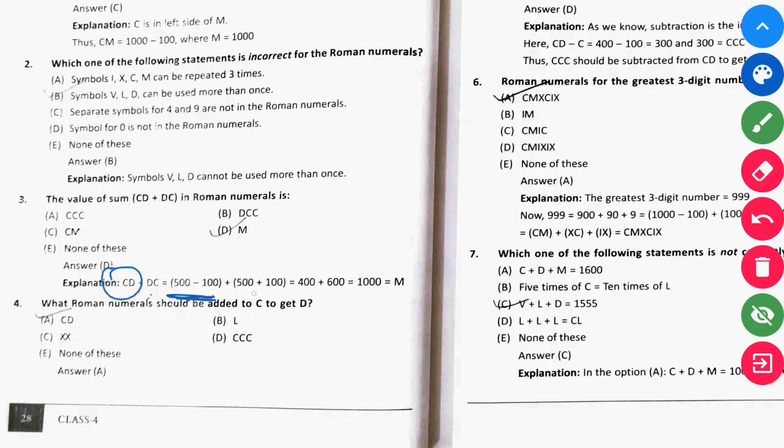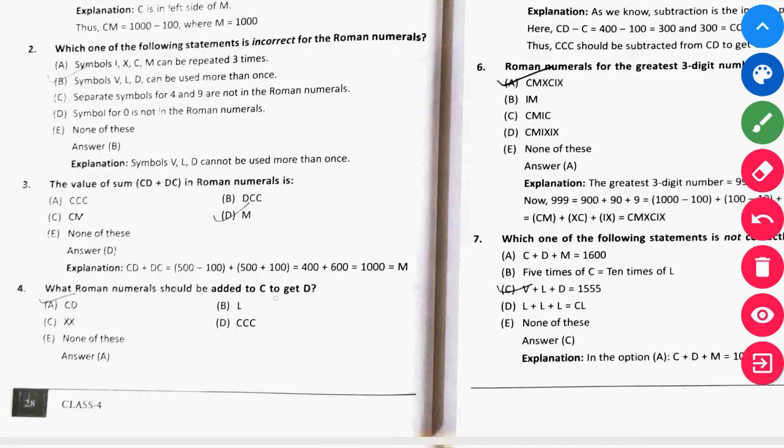And in DC, it is at the right side. So addition. So first subtract, then add. So 500 minus 100, 400, 500 plus 100, 600. So the addition is 1000, which represents M. Okay.